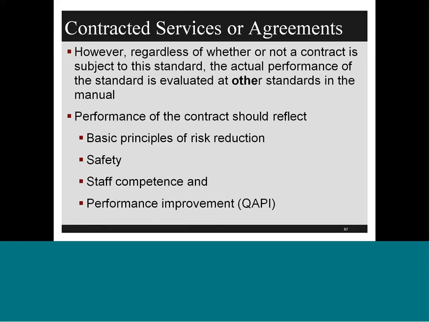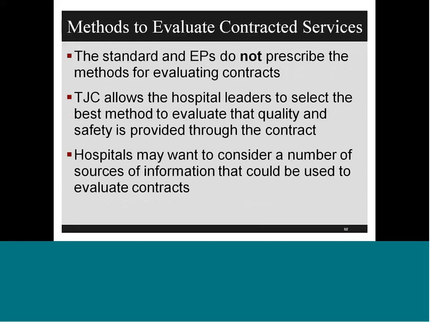So the performance of the contract needs to look at basic principles of risk reduction. Are these contractors providing safe services? Because safety is important. Are they competent to do what they're doing? The contract should show what performance improvement, what we're measuring to make sure that the job is being done, and I'm going to give you some examples in just a second. So again, it doesn't prescribe specific things, rather it gives us some options on how to review these contracts, and sometimes we'll use several of these.